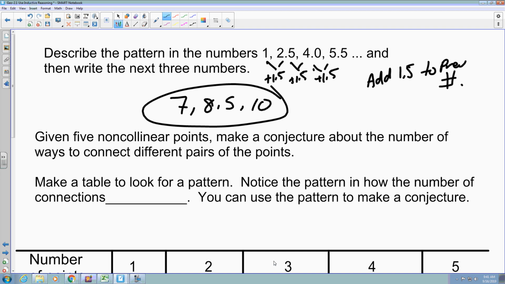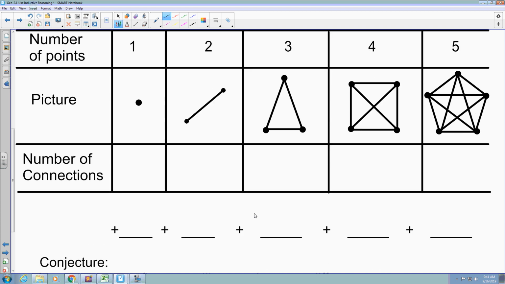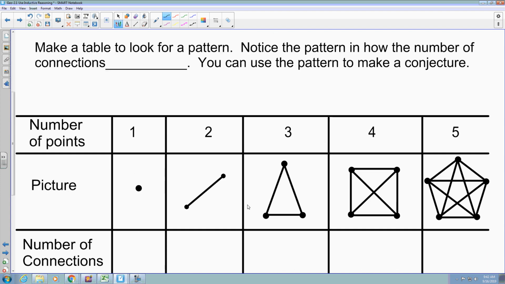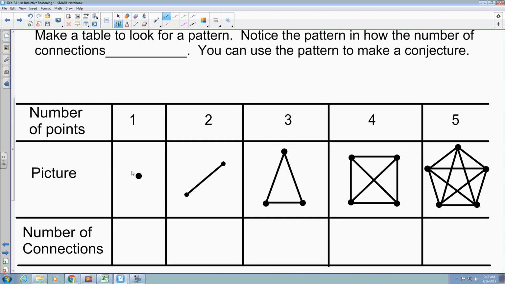All right, so below here, we have this diagram. It says given 5 non-collinear points, make a conjecture about the number of ways to connect different pairs of points. It says make a table to look for a pattern. So like we have this pattern here. The first portion of this diagram, right here, we have 1 point, 2 points, 3 points, 4 points, 5 points.